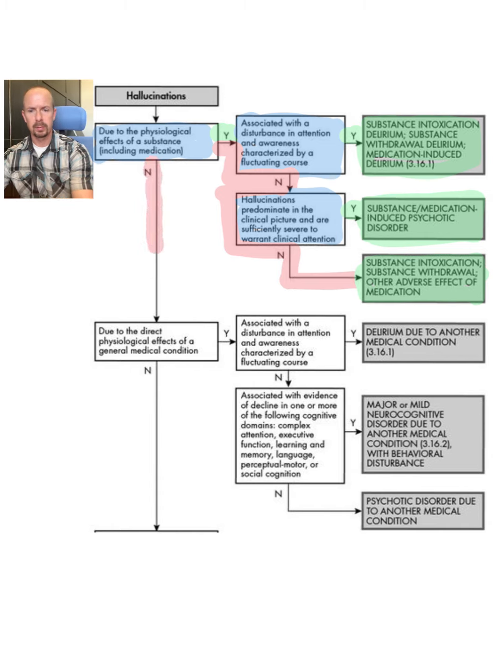Let's say that there are no substances involved. Let's say we come down here to the next differential diagnostic question, which is, is there a medical condition involved? If we say yes to that, again, we need to ask ourselves, especially in an instance where there's another state of potential delirium, in and out of awareness, disorientation, some cognitive issues, we actually then, similarly to the one above, we would have a diagnosis of delirium due to another medical condition.